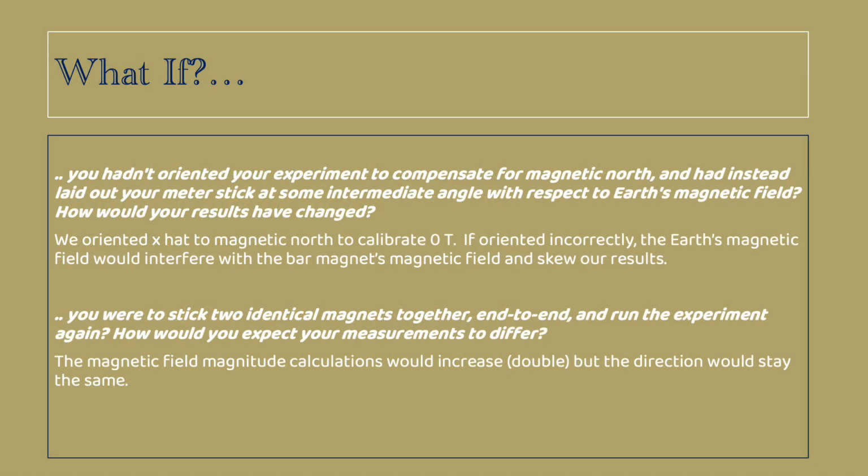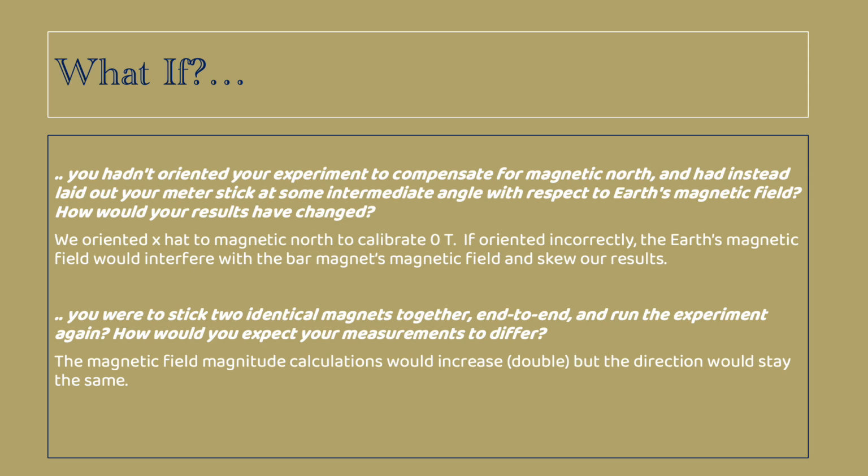So what if we hadn't oriented our experiment to compensate for magnetic north and had instead laid out our meter stick at some intermediate angle with respect to Earth's magnetic field? How would this have changed our results? We had originally oriented X hat to magnetic north to calibrate 0 Tesla. If this was oriented incorrectly, the Earth's magnetic field would have interfered with the bar's magnetic field and skewed our result.